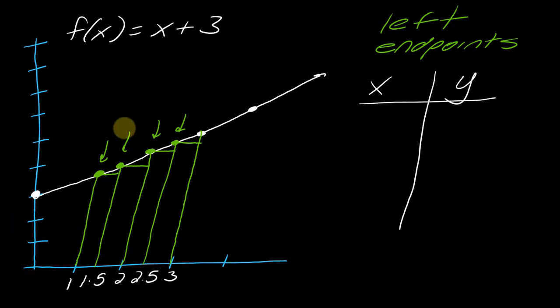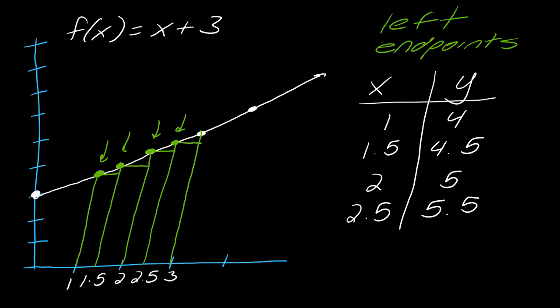So all I need for my left endpoint sum is from 1 to 2.5. So I need 1, 1.5, 2, and 2.5. These are the values I need to plug into the function, and I will get the height of each one of these rectangles. I intentionally chose something simple to calculate because I really just want to focus on the process of these sums. So there are my y values.